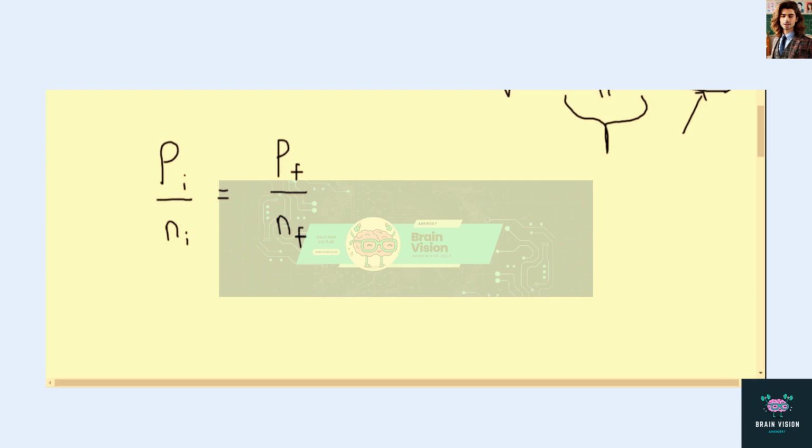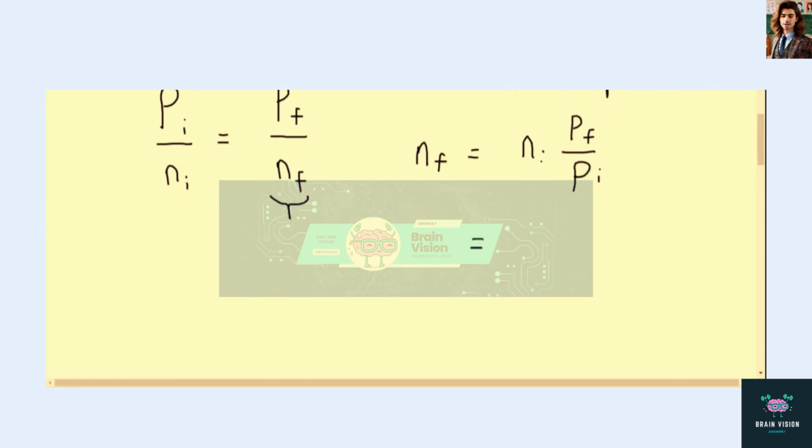So now if we just take this equation and solve for our final number of moles here, we'll have n final equals n initial times P final over P initial. And that's just if I multiply both sides by n final, and then multiply both sides by n initial over P initial. So once we have this, all we have to do is plug in our final and initial pressures here, which are 38 and 25 atm, and our initial amount of moles, which is 0.85 moles.